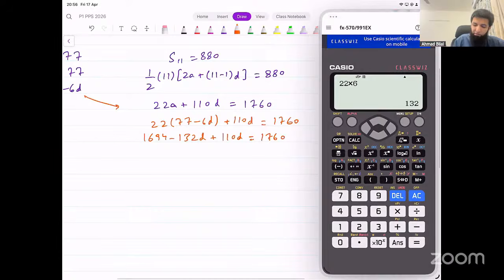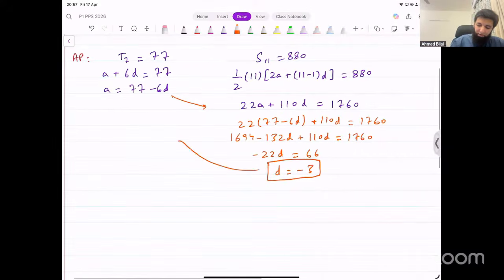And that will give you a value for d. You can see what that is. Minus 22d equals 1760 minus 1694, which is going to be 66. And the value of d turns out to be -3 from that. Now that's the value of d. Put that back, and that will give you the corresponding value for a. 77 minus 6 into -3. That will be 77 plus 18, which is 95, right? That's the first term that we end up getting from this.